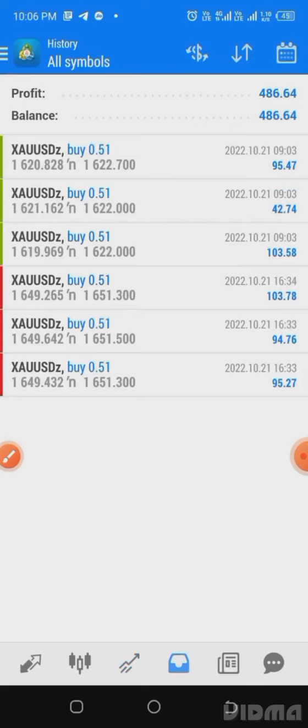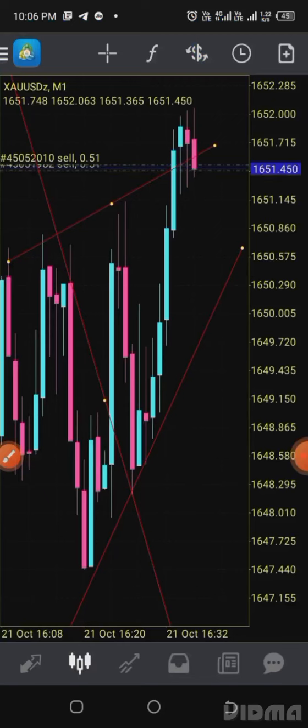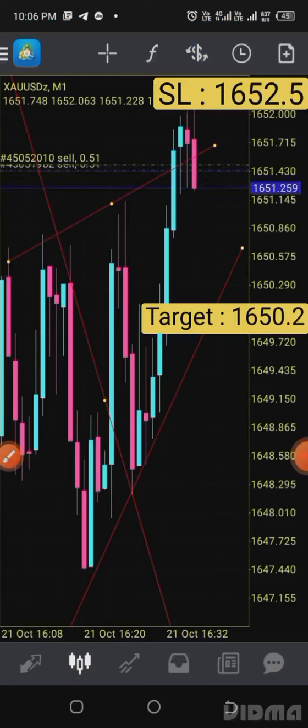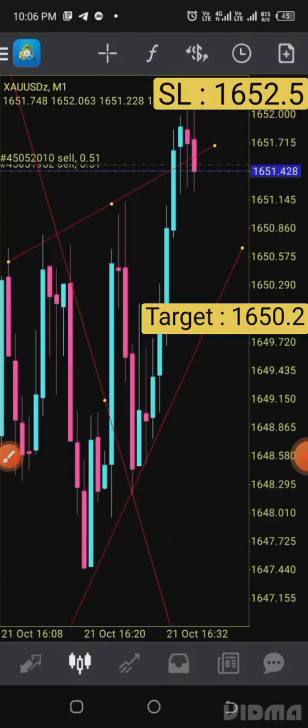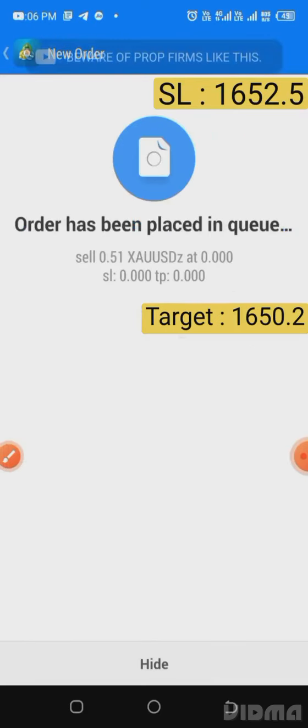Now 486, around $300 we booked. Now if you check, the market has come up to the 1650 level. The trend line that we see has come below the upper resistance trend line. So we took one more trade.